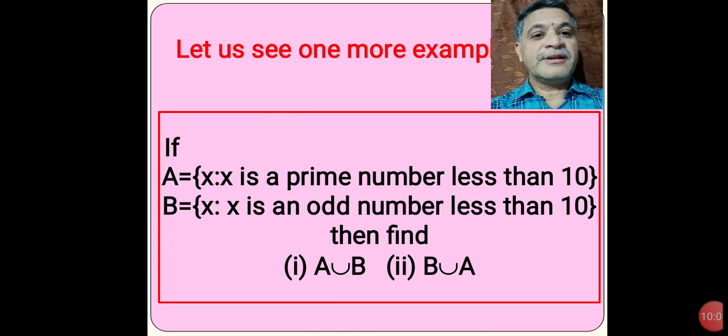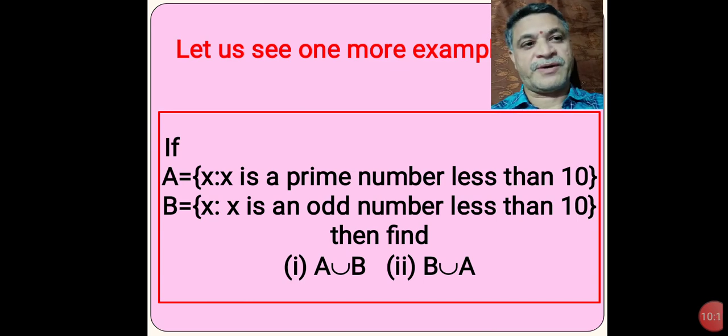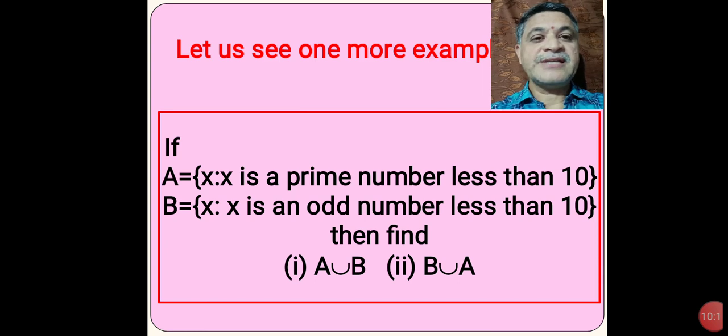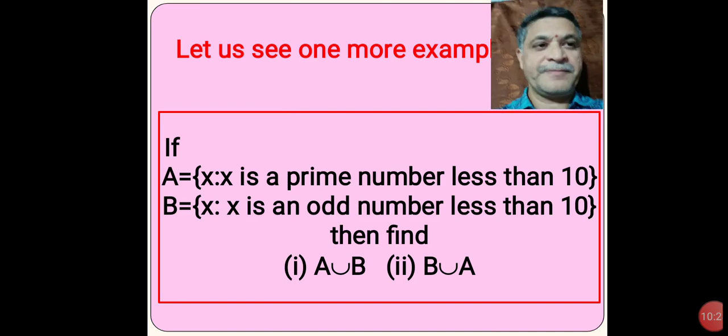Now given two sets in set builder form, we already learned how to convert builder form to roster form. So if A is equal to the set of all x such that x is a prime number less than 10, and B is equal to the set of all x such that x is an odd number less than 10, then find A union B and B union A.